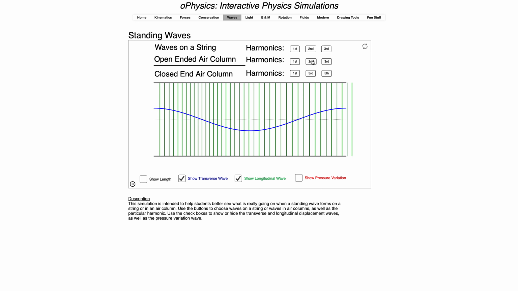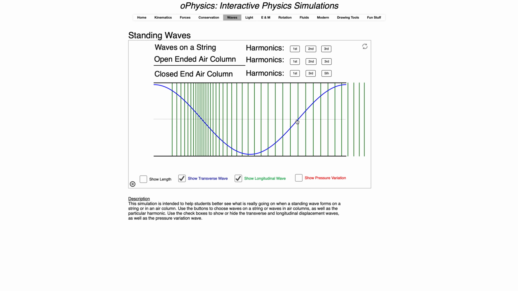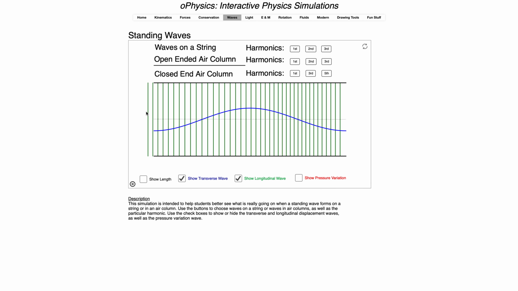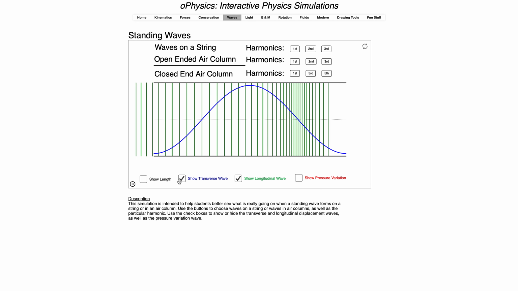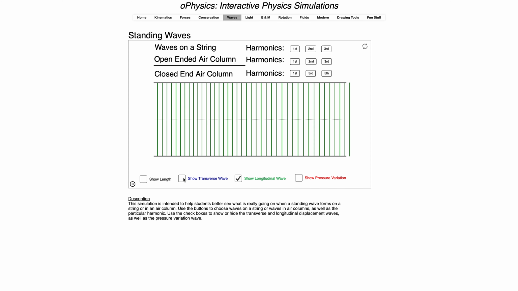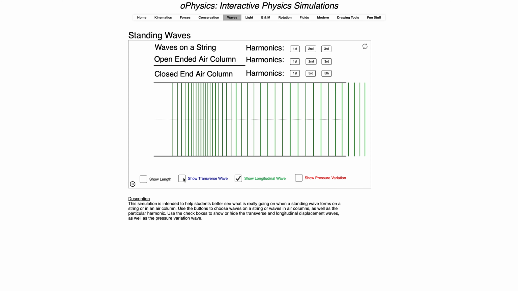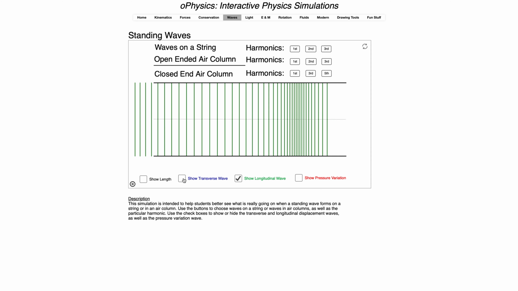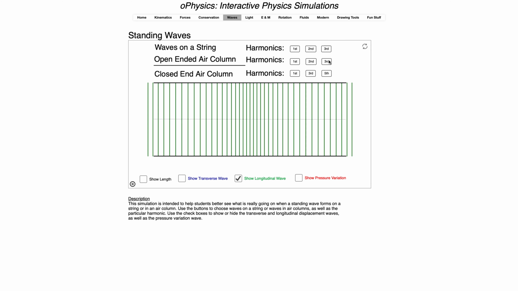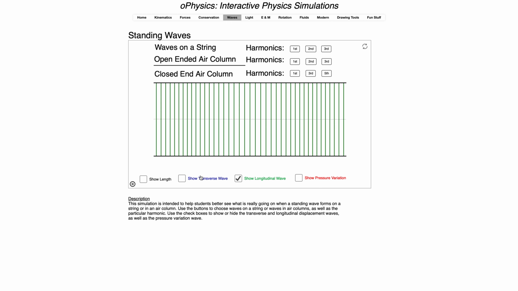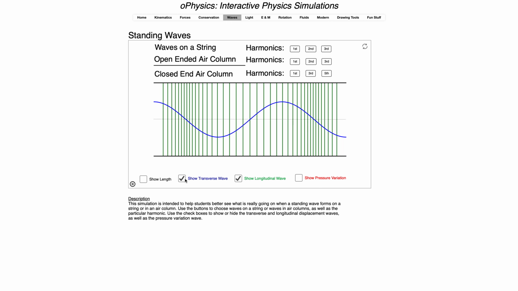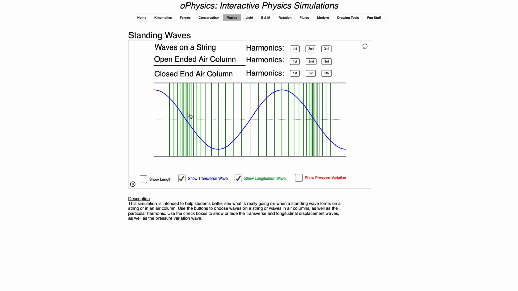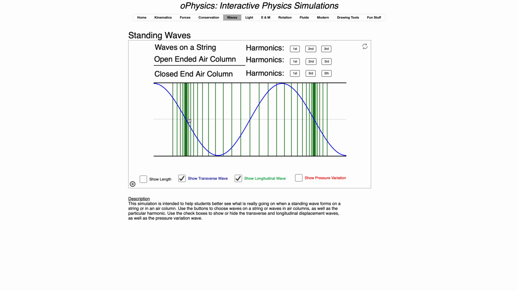If I go to the second, that's where I'm placing 2 nodes on the inside, but I still have my antinodes at the end. So I'll remove this transverse wave for a moment so that you get an idea of what the longitudinal wave looks like without our transverse representation. So let's go to the third harmonic, and I'll show the transverse wave here so you can see that the nodes correspond to the points where it either is compressed the most or stretched out the most here.